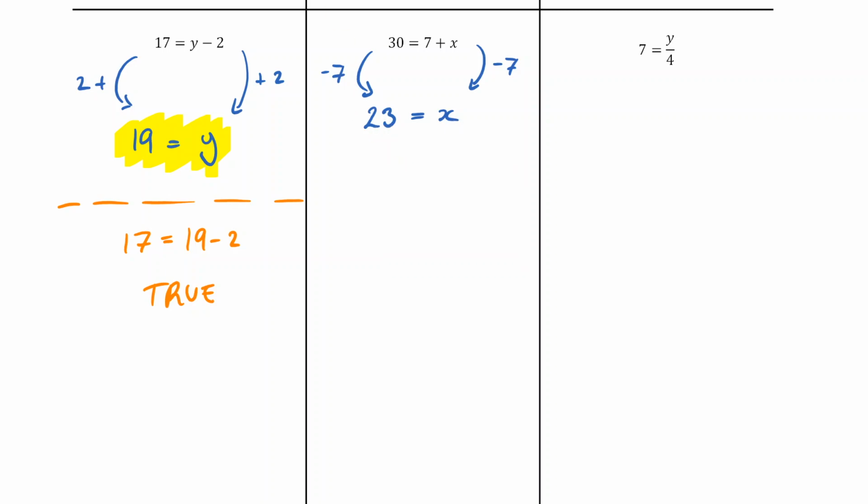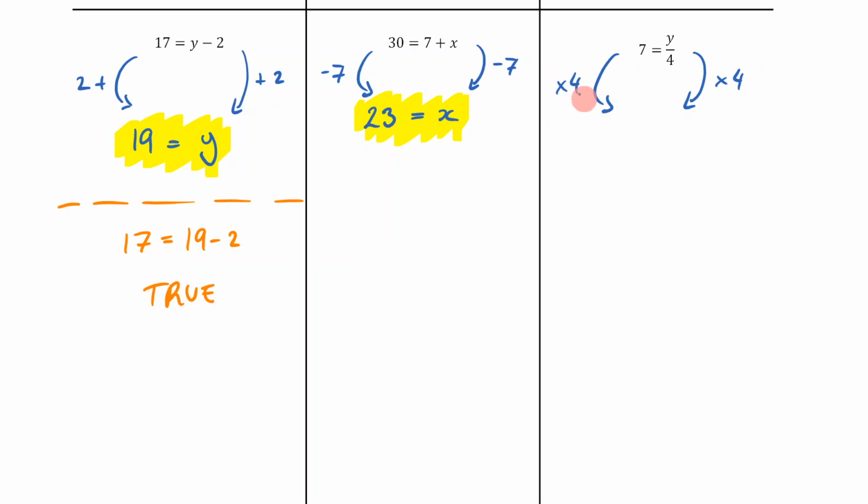And if you wanted to, you could sub that in and check it. And if we did, we would get it to be true. We know that. All right, last one. For this one, I've got 7 equals y divided by 4. I want to get rid of this divided by 4 to get y by itself. So I'm going to times this side by 4 and times this side by 4.